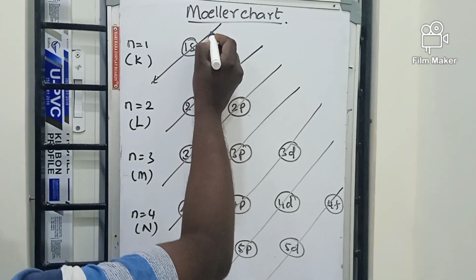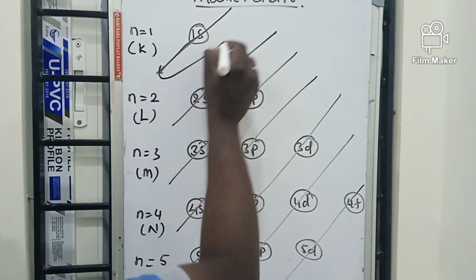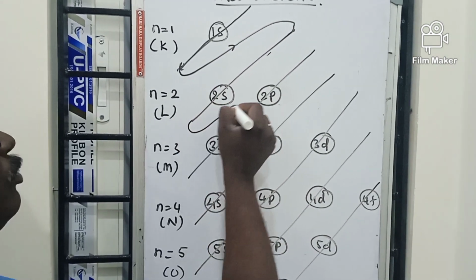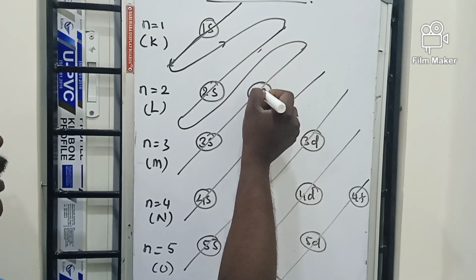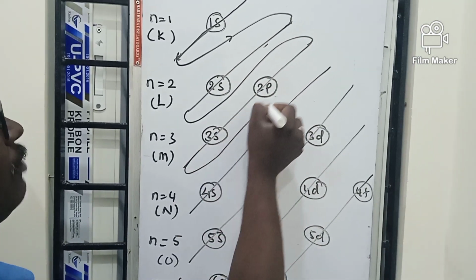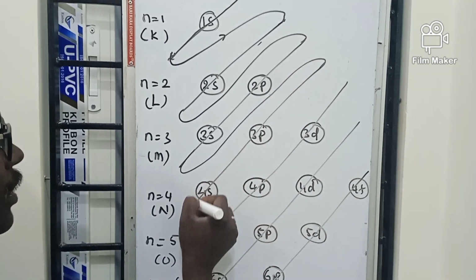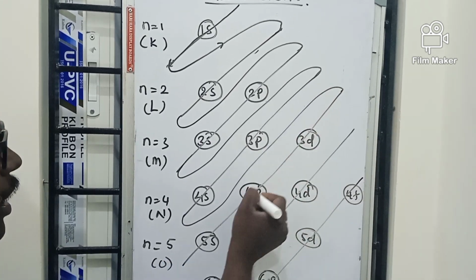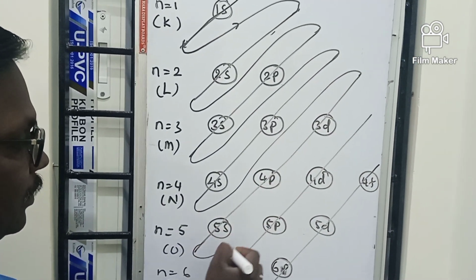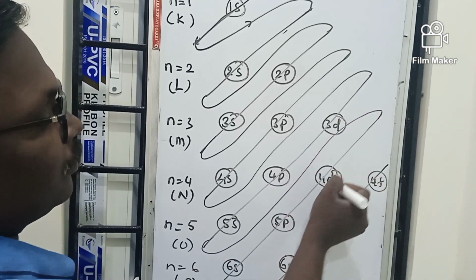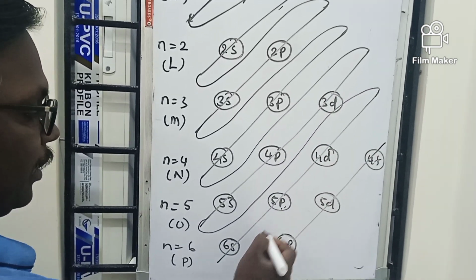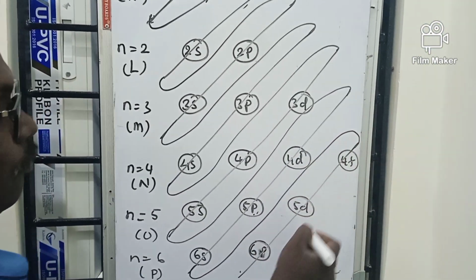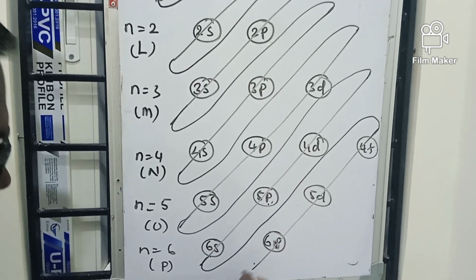So first 1s, and then we have to go for 2s, and after 2s we have to go for 2p and then 3s, and then we have to go for 3p and then 4s, and then we have to go for 3d and then 4p and then 5s, and next we have to go for 4d and then 5p and then 6s. Then after 6s we have to go for 4f and 5d, 6p and so on.